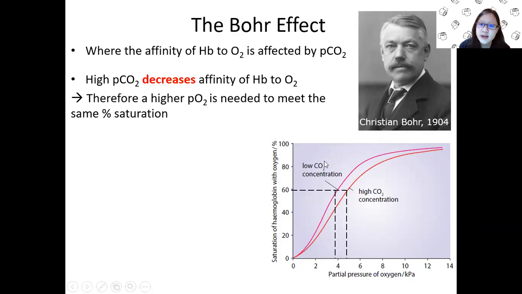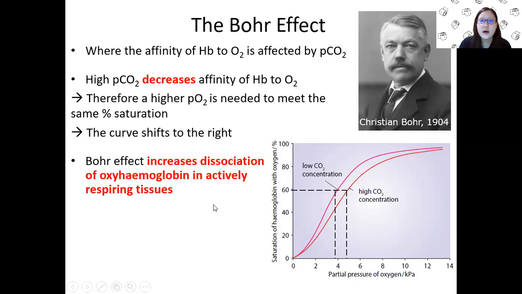So that's why you have to remember, when the curve shifts right, this means that it has decreased affinity of Hb to O2. The reverse is true. If the curve shifts to the left, this means the affinity of Hb to O2 is increased. Again, I'll say it again because it's very, very useful. If the curve is to the right of normal, this means the affinity has decreased. This is a very important point.